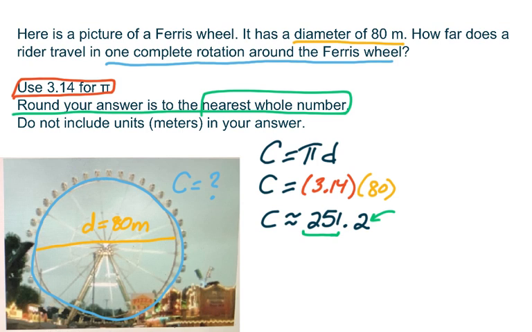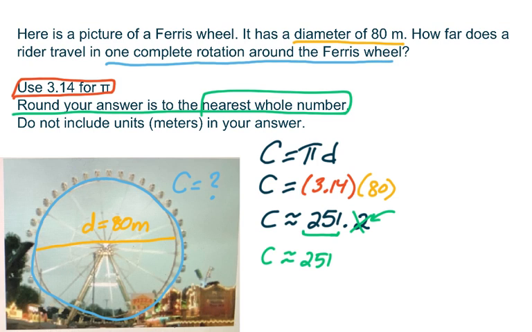Because 2 is less than 5, I'm going to round down, keeping in mind that rounding down does not mean going below the value of 251. It just means that 251 will be the approximation that I use for the circumference.